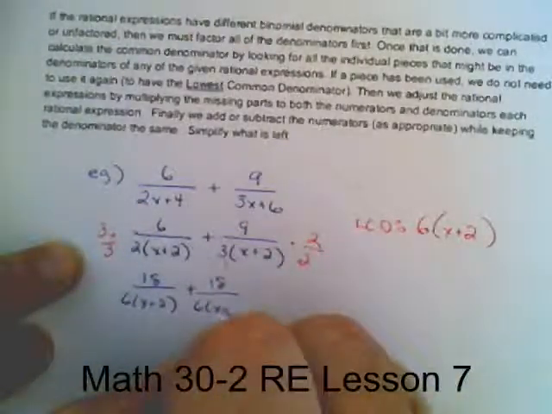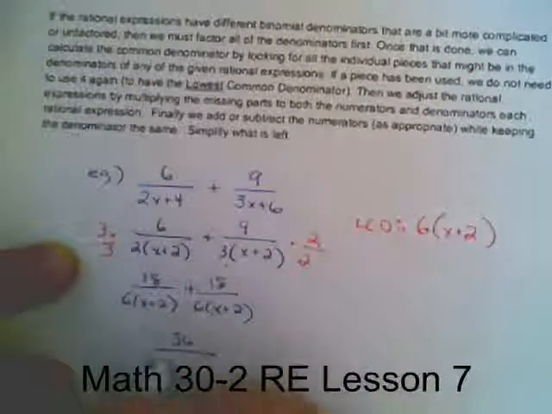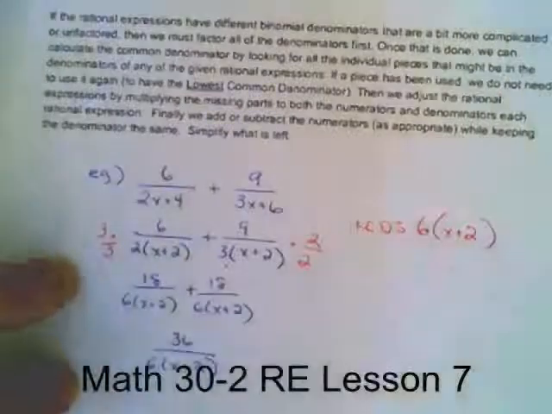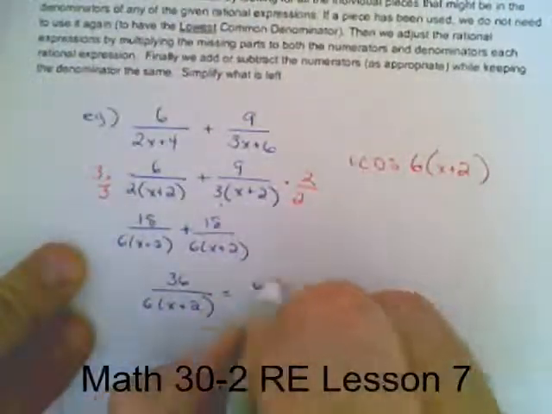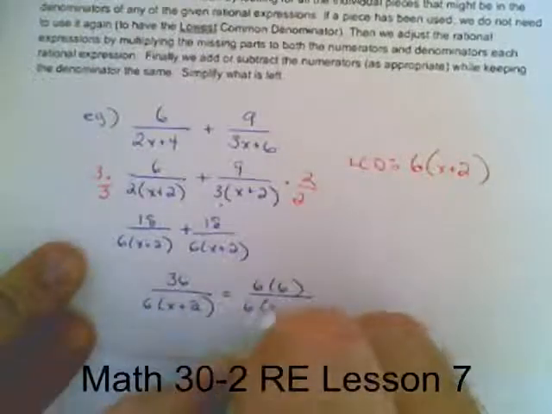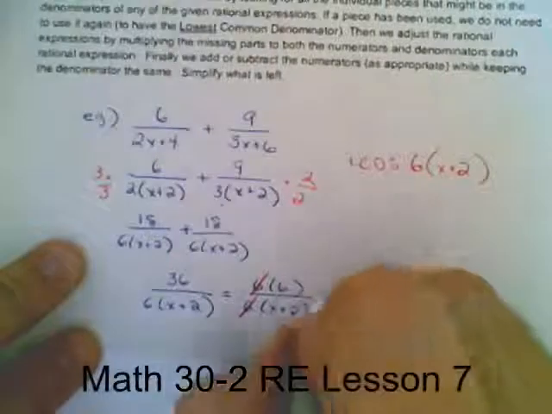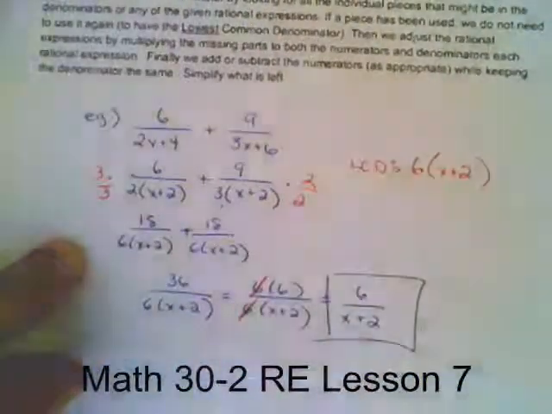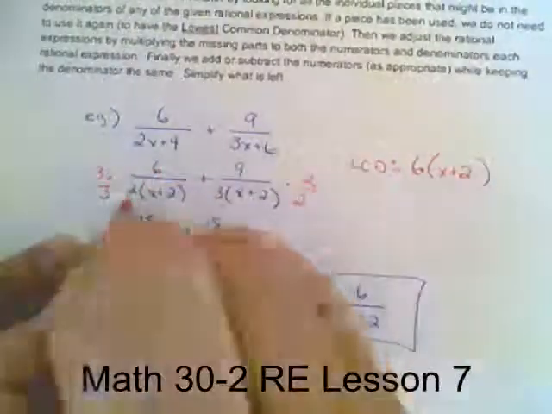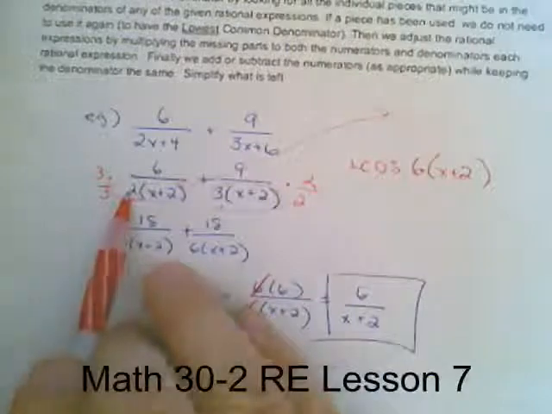If we end up using it a couple times, then we get a denominator that's higher, and it makes it quite a bit more difficult to simplify. So if we look at one like this, for example, 6 over 2x plus 4 plus 9 over 3x plus 6.